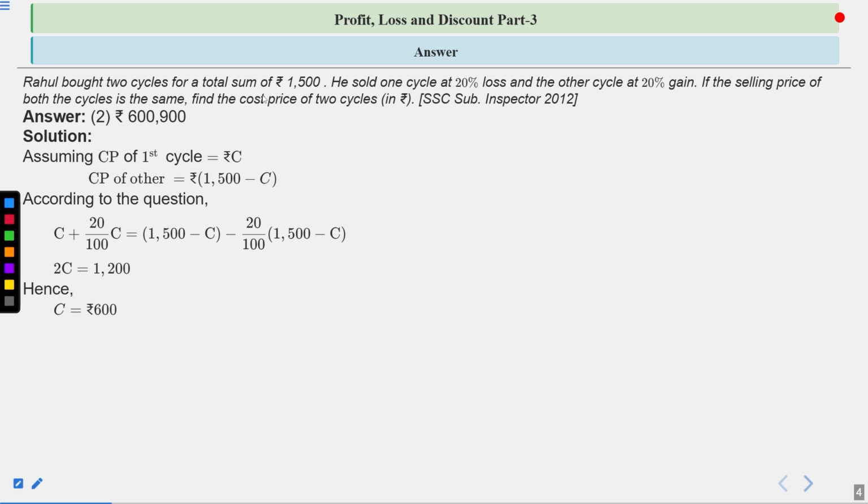Now the cost price of one cycle is 600. So the cost price of the other cycle will become 1500 minus 600, which is equal to 900 rupees. So 600 and 900 is the correct answer. So the second option is the correct answer of this question. Next one.